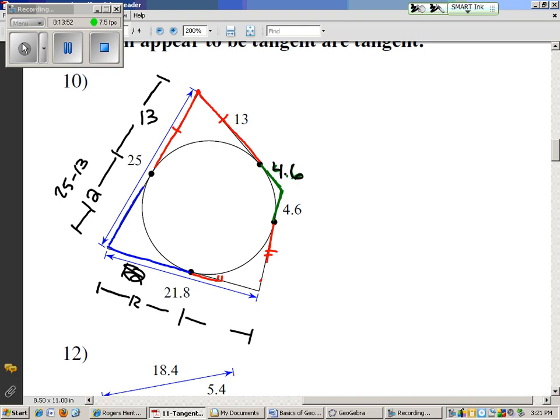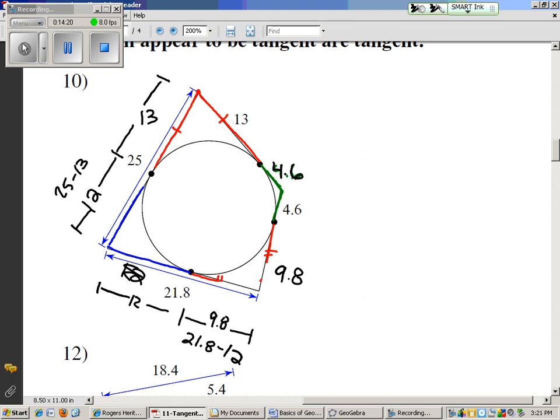Well, I'm going to do 21.8 minus 12. And I believe that's going to be 9.8. Somebody should check my math. And then this will be 9.8. And add all of those things together to get the perimeter.